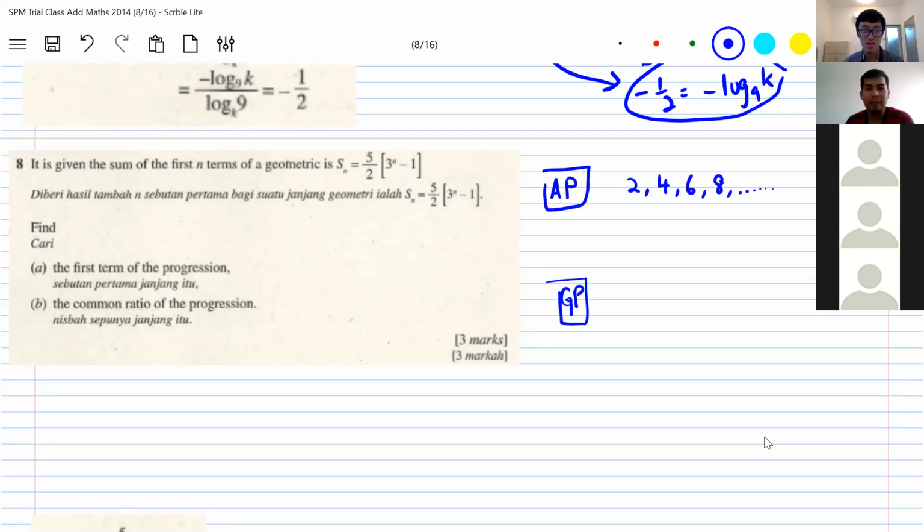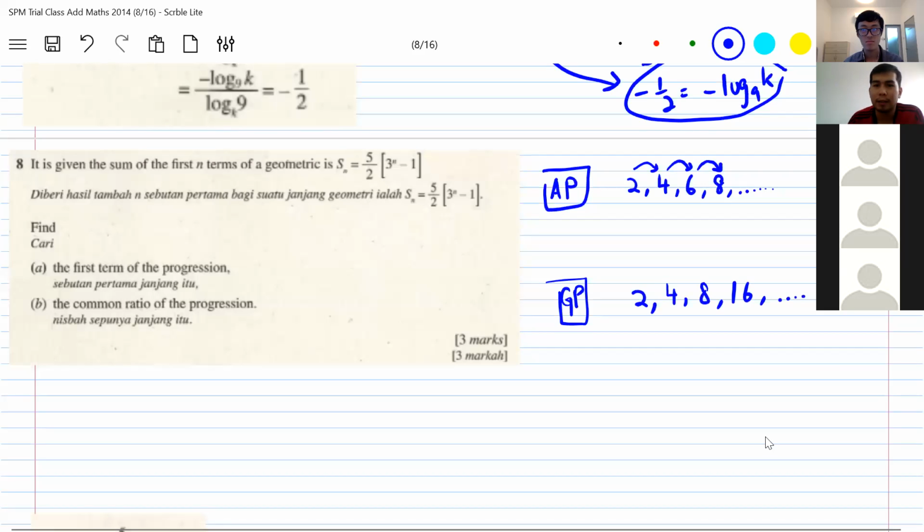And then for a GP, if I give you first term 2, second term 4, third term 8, what should be the fourth term? So there's 2, 4, 8, and then that will be actually 16, and then dot dot dot. What you can see here is that for an arithmetic progression, each number is related by only two types of operations, either addition or subtraction. Either plus or minus.